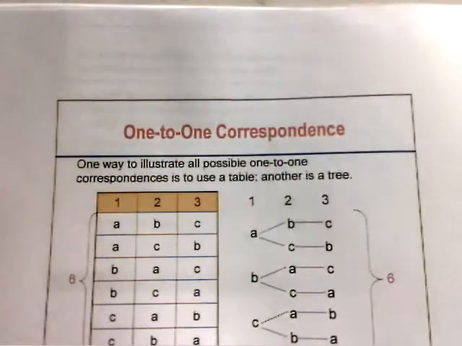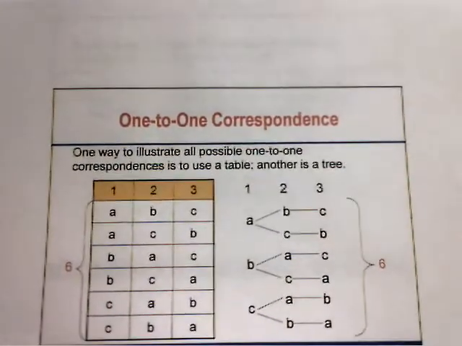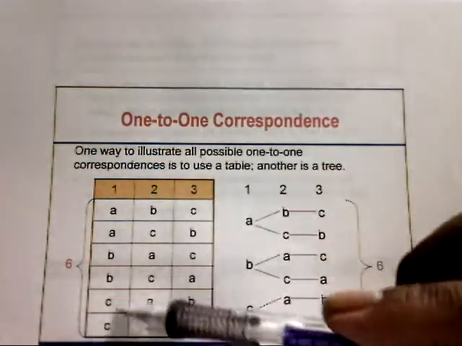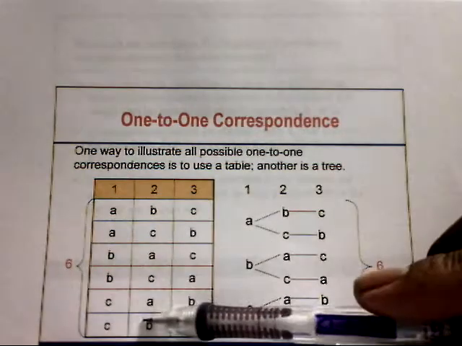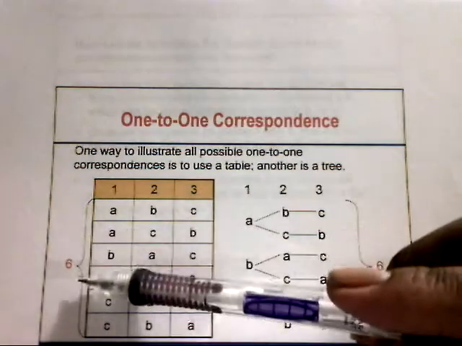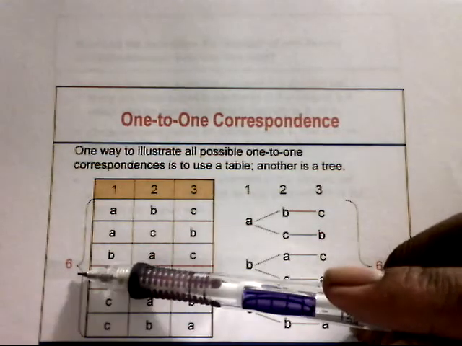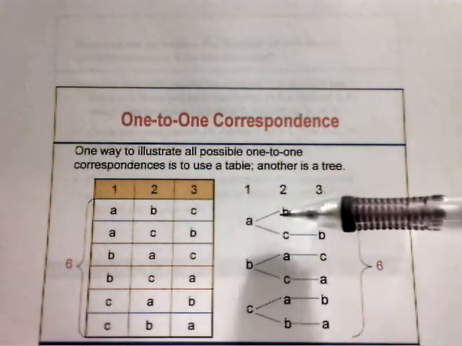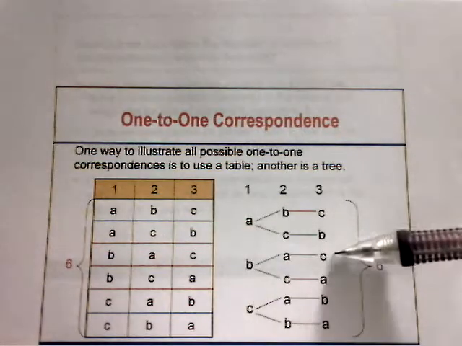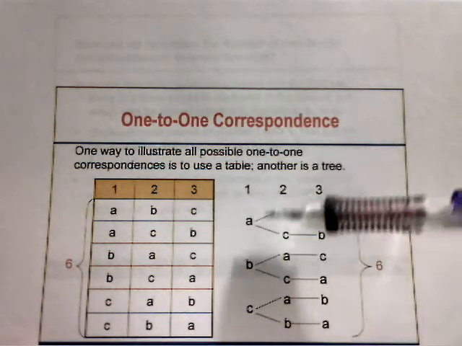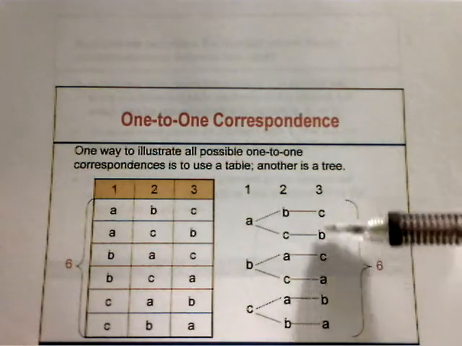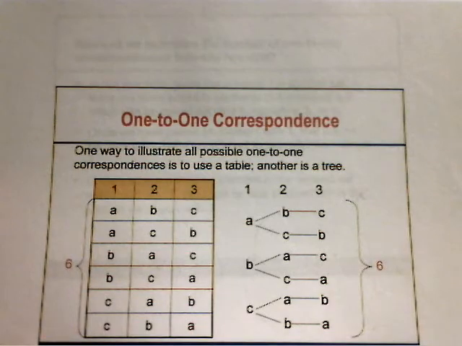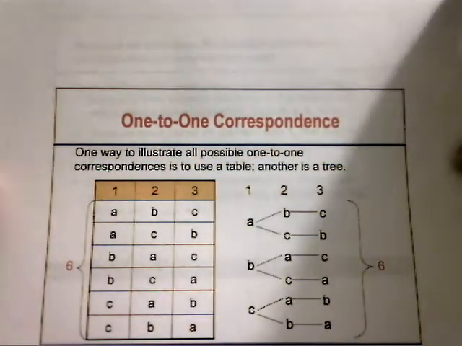Okay, and one way to illustrate all the possible one-to-one correspondences is to use a table, and another is a tree. As you can see here, we use a table. There are 6 possible ways to illustrate a one-to-one correspondence. And if you look at this one, this is what a tree diagram looks like. That's another way of illustrating all the possible one-to-one correspondences. You can see that there are 6, all the possible ones.